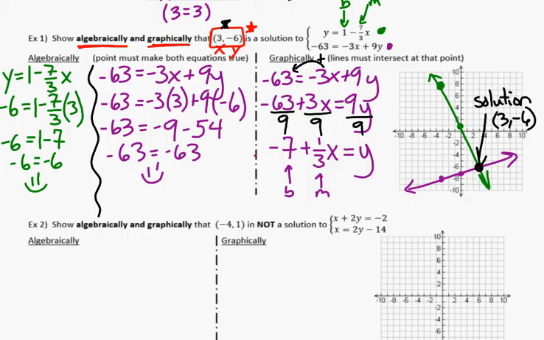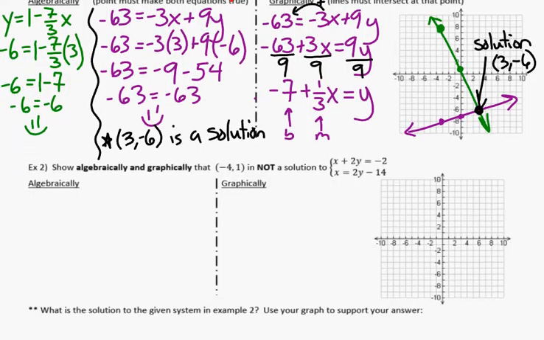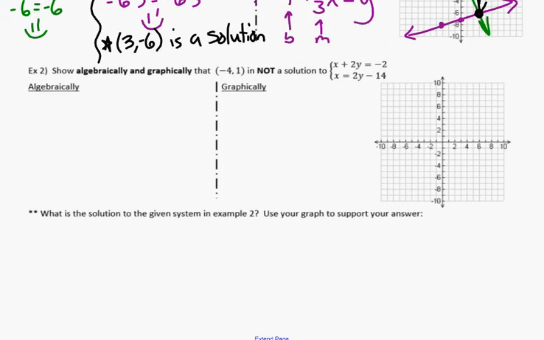So it's the combination of these two things that helps me say for sure that (3, negative 6) is a solution. If it wasn't on one of the lines, it wouldn't work. So I proved it graphically by showing it intersects, and I proved it algebraically by showing that it works in both equations.